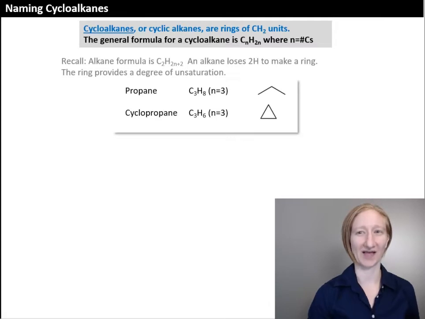Remember that our formula for a linear alkane is CnH2n+2. And so the cyclic version of an alkane just has 2 fewer hydrogens than the linear alkane. For example, propane has 8 hydrogens, while cyclopropane has 6 hydrogens. We can think of taking a linear alkane and forming a carbon-carbon bond between the 2 terminal methyl groups. And in order to form that bond, we'll have to remove 2 hydrogens, one from each carbon. So while propane has 8 hydrogens, cyclopropane has 2 fewer hydrogens and has 6.